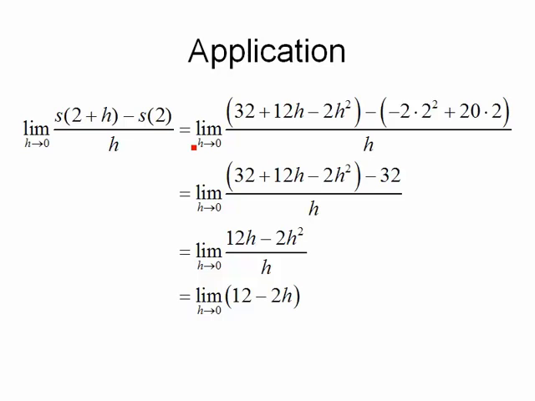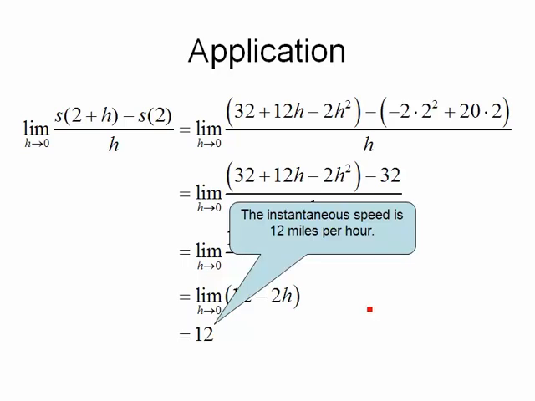Before, if we had tried to put 0 in anywhere up above, we would have gotten 0 divided by 0. But now since we've canceled out the h, we're just left with 12 minus 2h here. So as h approaches 0, the second term is going to go to 0, and what we're left with is 12. That's the same answer we got from creating the table before, but now we've done this completely algebraically from the definition of instantaneous rate of change. Whenever you're asked to use the definition of instantaneous rate of change, you're going to have to go through something like this. So we now know that our instantaneous speed is 12 miles per hour.